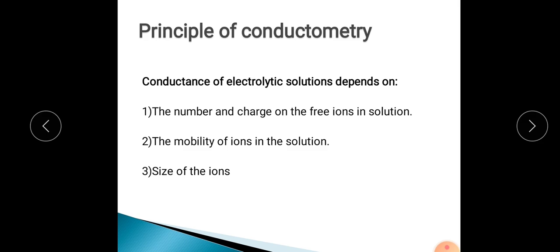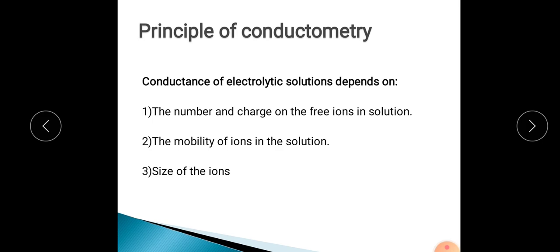Next, principle of conductometry. Students, a simple principle is used in conductometry, and the principle is nothing but the factors affecting conductance. Electrolytic solutions are capable of conducting the current because of movement of the ions. The cations move towards the negatively charged electrode and anions move towards the positively charged electrode in the solution. So the movement of ions causes the movement of electrons, and that actually gives rise to the electric current.